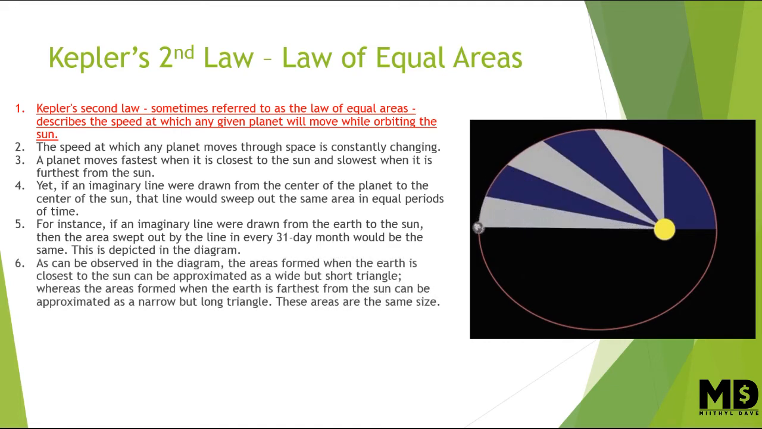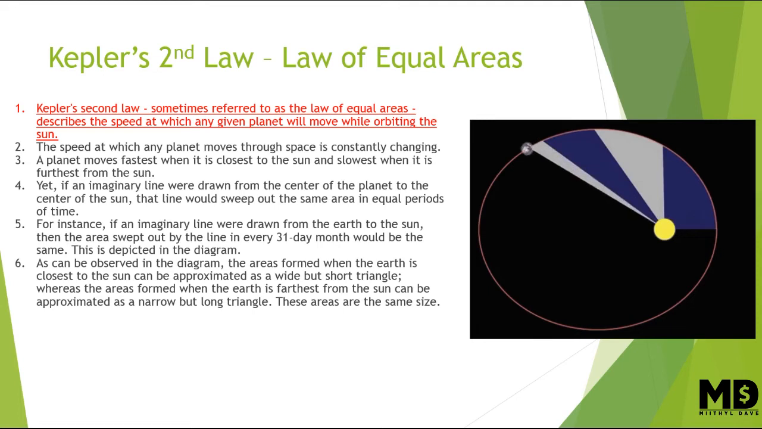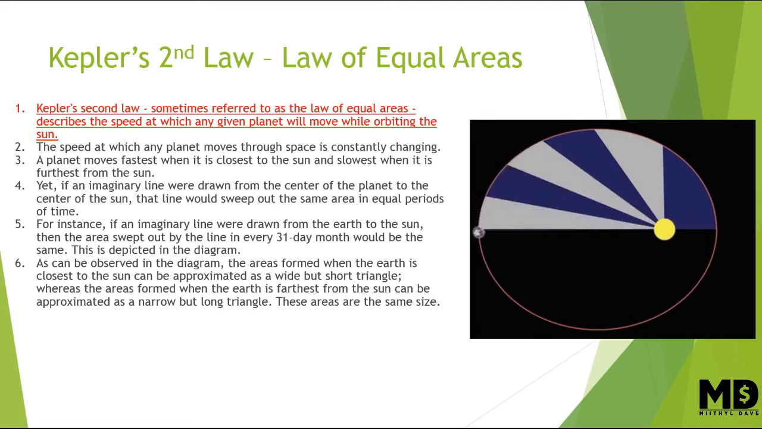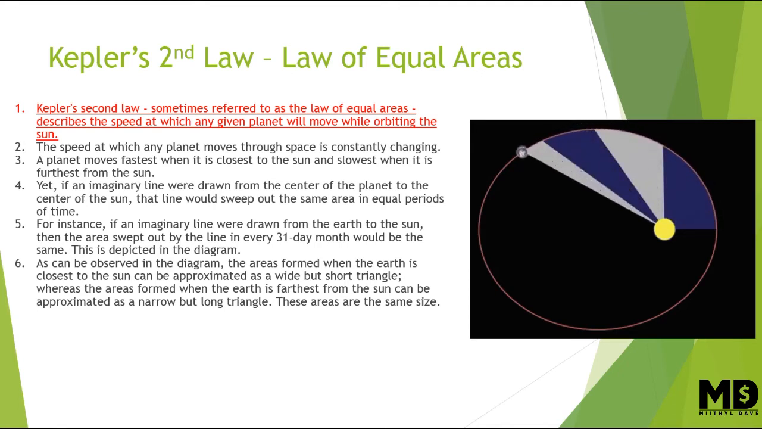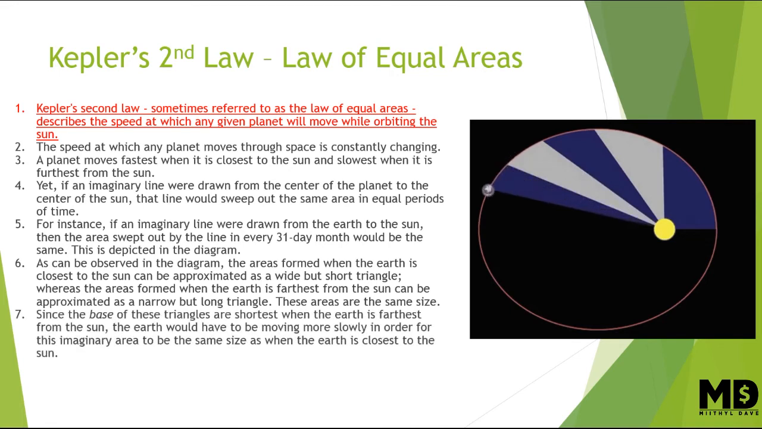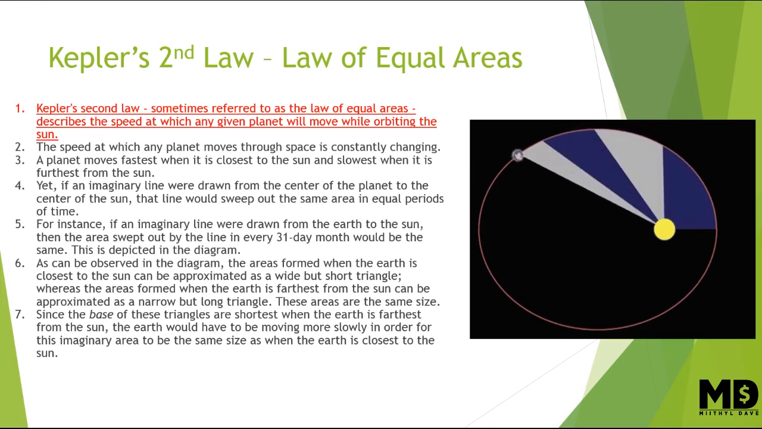As can be observed in the diagram, the area formed when the Earth is closest to the sun is approximately a wide but short triangle, whereas the area formed when the Earth is farthest from the sun is approximately a narrow but long triangle. These areas are the same. That's the fun of it. Since the base of these triangles is shortest when the Earth is closest to the sun, the Earth would have to be moving very slowly when it is farthest in order for this imaginary area to be the same size as when the Earth is closest to the sun.